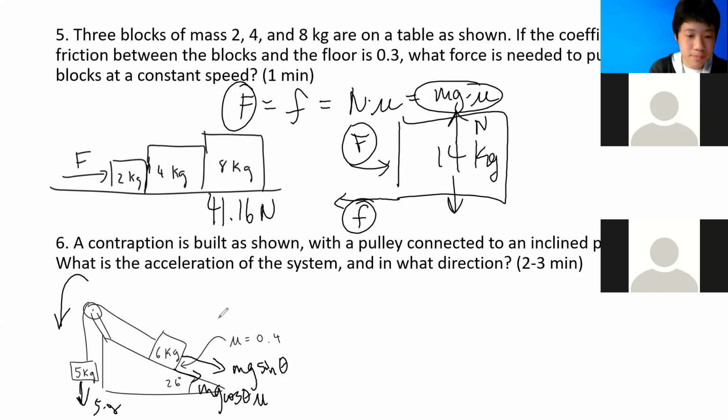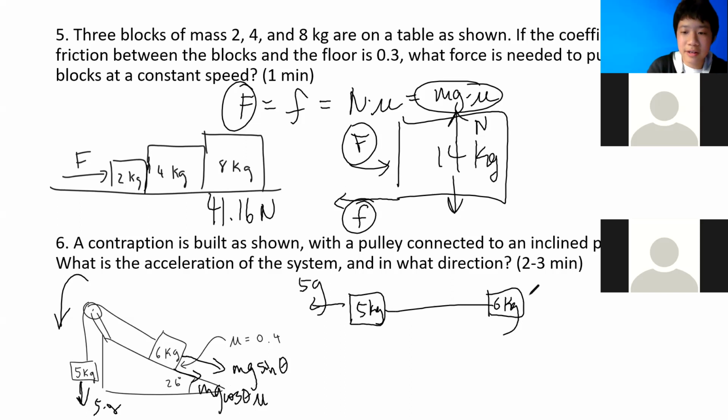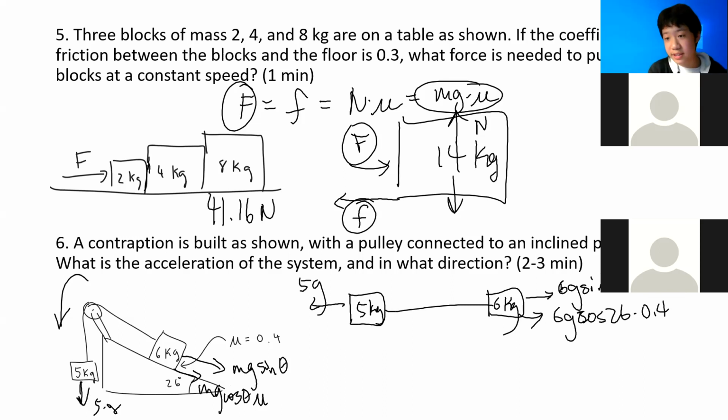So what's this going to be? Well, if we stretch this out like this, we have a 5g force pulling that way. Then we have 6g sine 26, and then 6g cosine 26 times 0.4. Okay, so let's just calculate the net force going in this direction. I have a positive and a negative. So it's just going to be 6g sine 26. I'm going to calculate that right now. 6 times 9.8 times sine 26.